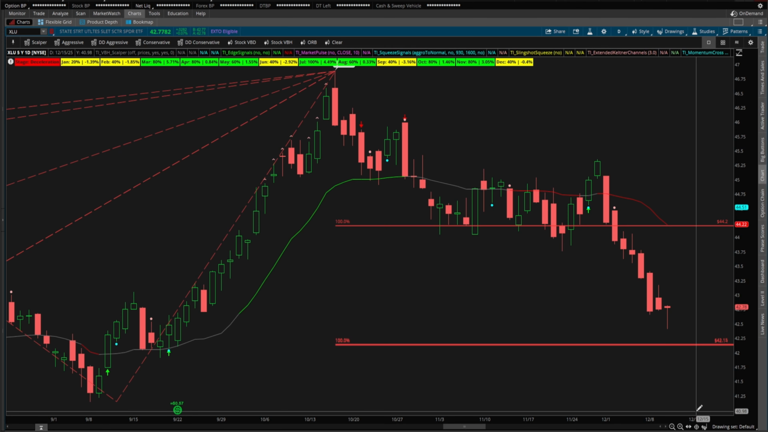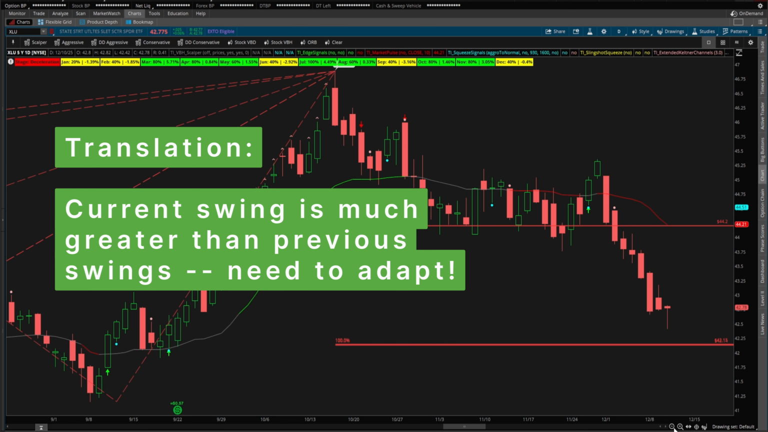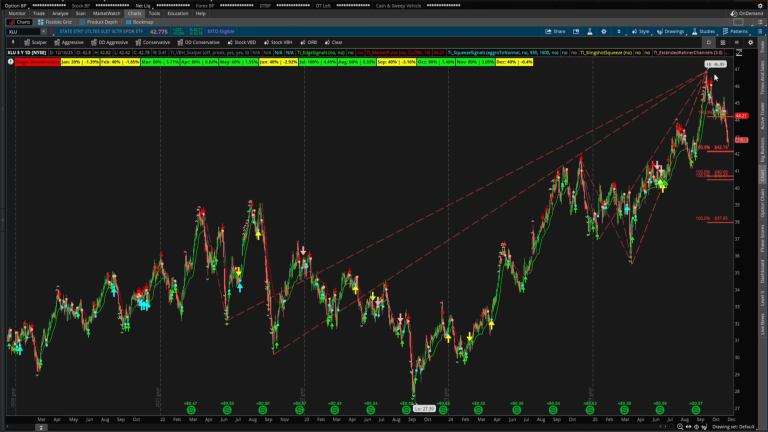Now, say we break below both of these extensions. What does that actually tell you from a layman's perspective? Well, that's telling you this particular pullback inside of XLU is not like the ones we've had before. We're looking for a little bit deeper.